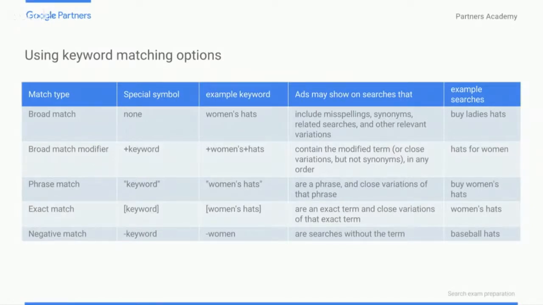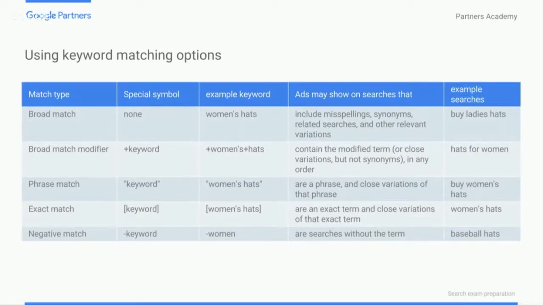So let's have a look at the chart. Starting with broad match, these are not using any special symbols. This example, women's hats. Ads that may show on the search include misspellings, synonyms, related searches, and other relevant variations. So for example, buy ladies hats would trigger your ad to show in this example. Broad match modifier is indicated with a plus symbol. So plus women's plus hats. This contains the modified term or close variation, but not synonym, in any order.